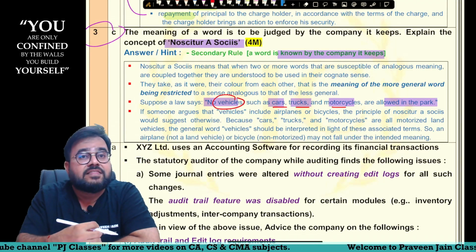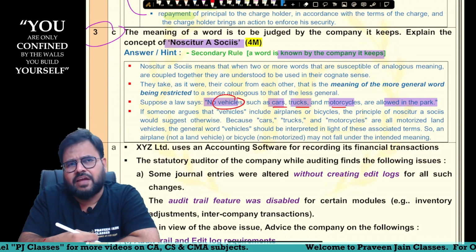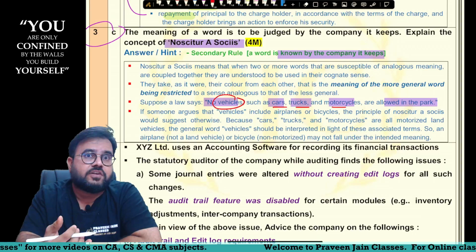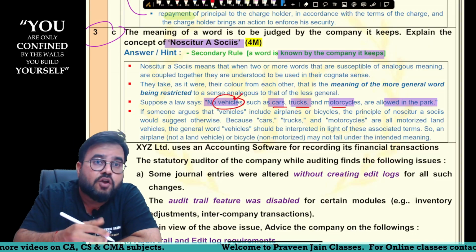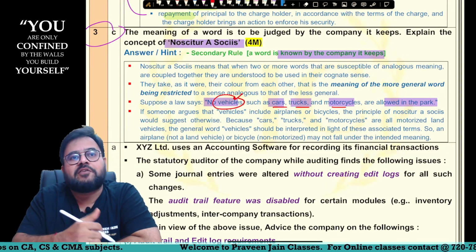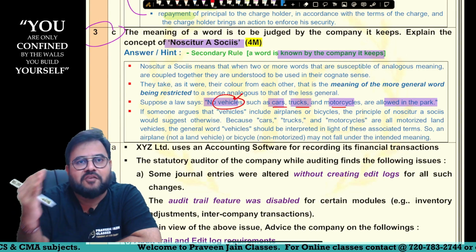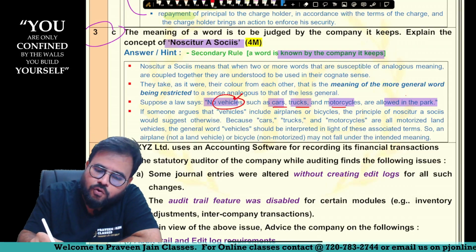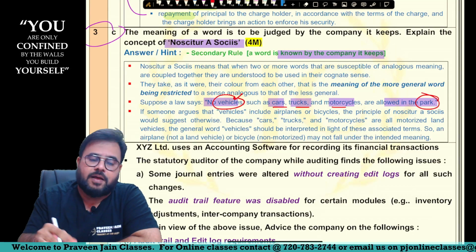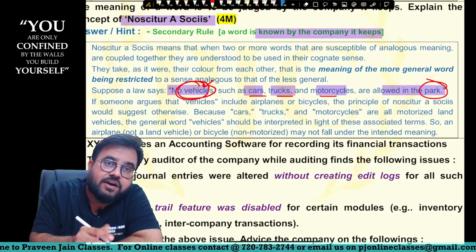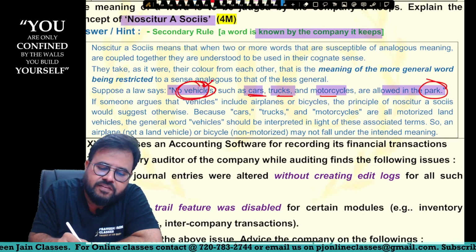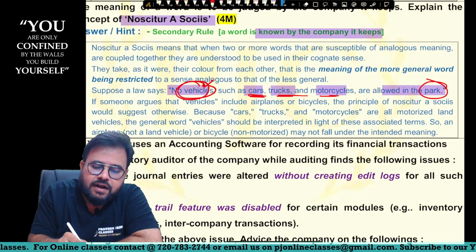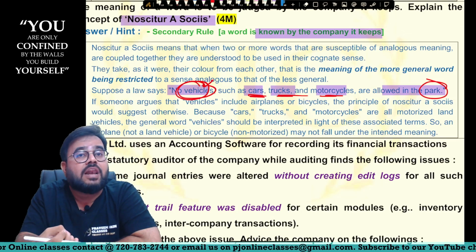Now the question is, should I give this general word a very wider meaning? Answer is no, because if I give vehicle a very wider meaning, sir, aeroplane will also come, helicopter will also come, Rafale will also come, sir, all those missiles will also come, sir. So can you allow them in the park, sir? Answer is no. Hence this word vehicle has to take its meaning from these specific words. Can I say cars, trucks, motorcycles, they are all nothing but what, sir?